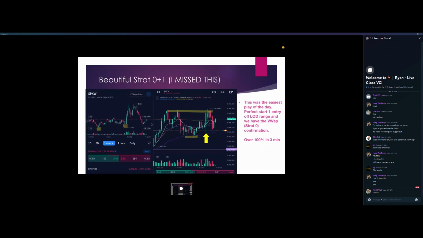Beautiful strat 0. So strat 0, we have EMA, or sorry, the VWAP. EMA and VWAP is strat 0. SPX VWAP is strat 2. Remember, don't get confused. Strat 0 on SPY is EMA and VWAP. Strat 2 on SPX is just VWAP. So we have low of day, strat 1.